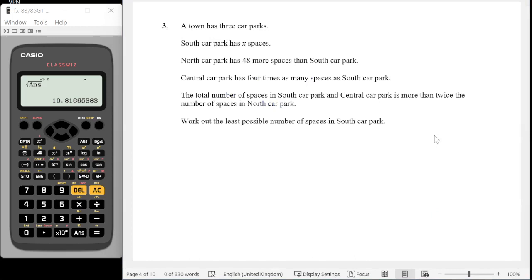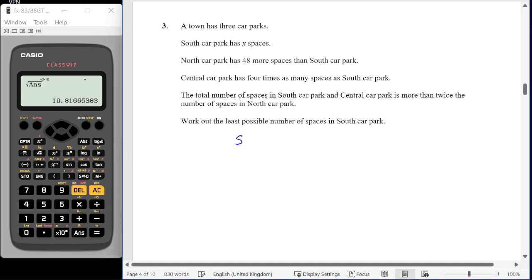Question three. A town has three car parks: a south car park which has x spaces, a north car park which has 48 more spaces than the south car park, and a central car park which has four times as many spaces as the south car park. The total number of spaces in the south car park and the central car park is more than twice the number of spaces in the north car park. Work out the least possible number of spaces in the south car park.